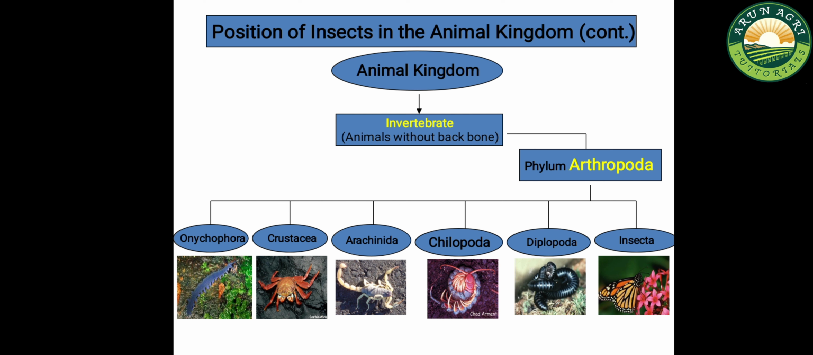Now, what is the position of the insect in the animal kingdom? I already discussed this in the previous slides. The animal kingdom is divided into invertebrates and vertebrates. Vertebrates are animals having a backbone, like human beings or other animals. Invertebrates are animals without a backbone. Phylum Arthropoda belongs to invertebrates. There are many classes; some of the important ones are Onychophora, Crustacea, Arachnida, Chilopoda, Diplopoda, and then Insecta or Hexapoda.